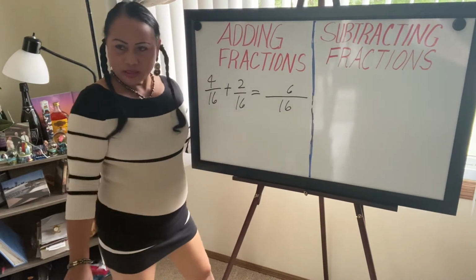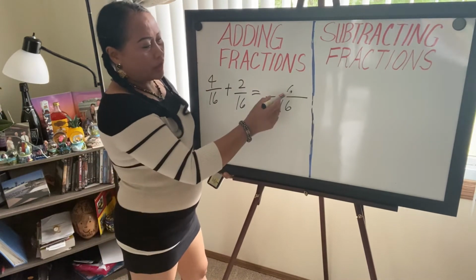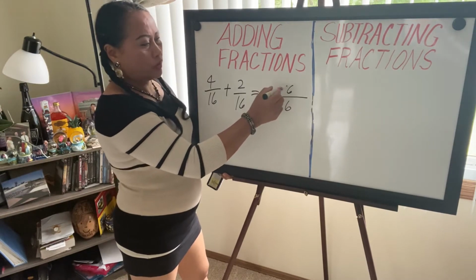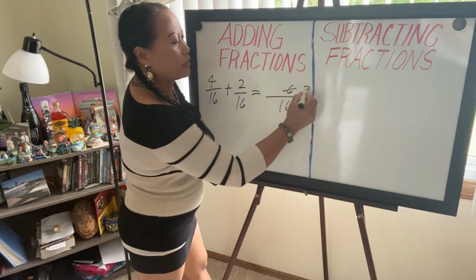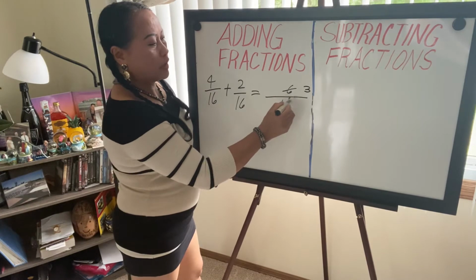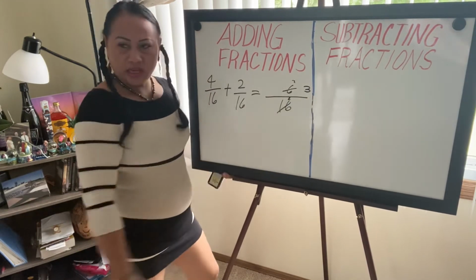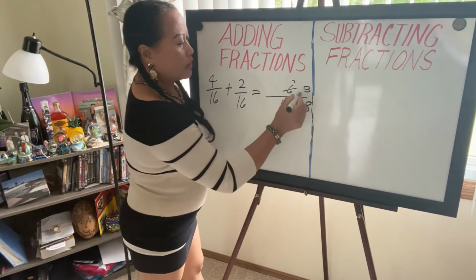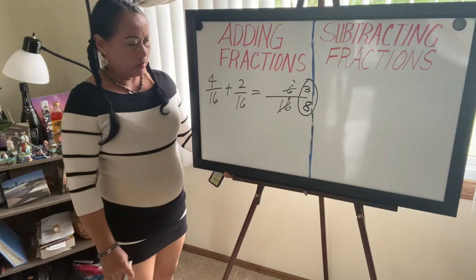Now look at our answer. Is this the final answer? No, it's not the final answer. We can reduce this by, let's say, 2. How many 2s in 6? There are 3. How many 2s in 16? There are 8. So our final answer is 3 over 8.